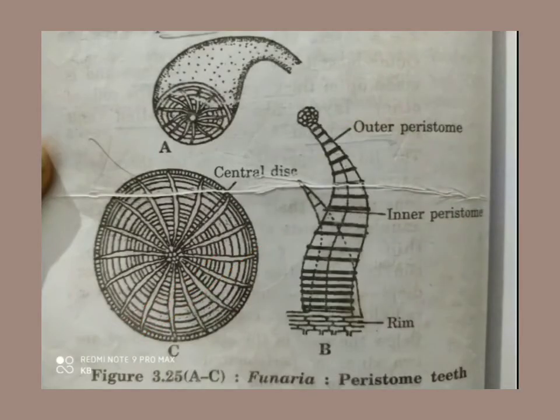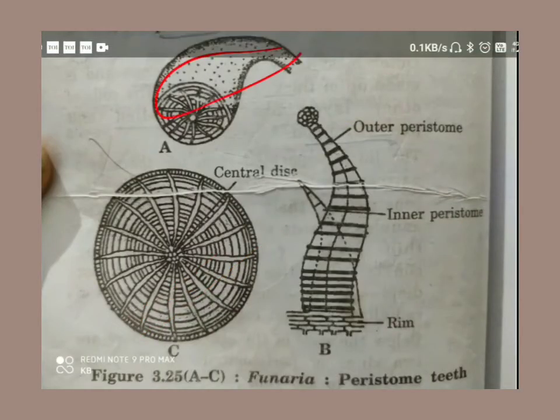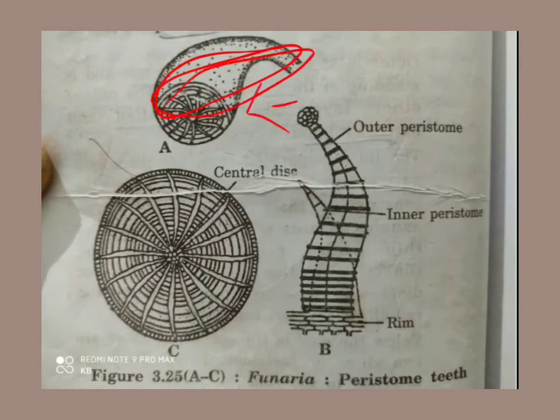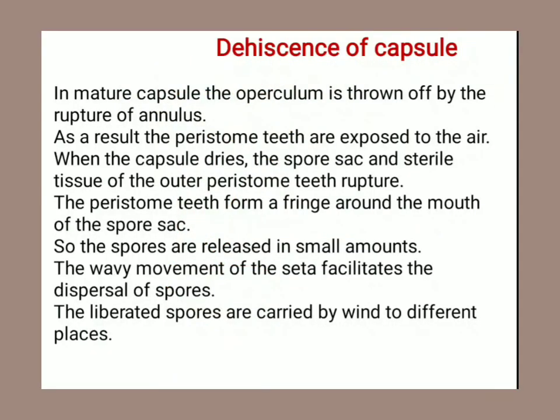Okay, this is the structure. It is a ring-like structure, and they are known as opercular, and each has 16 teeth-like structures. This is a transverse section of the peristome. Okay, this is the figure. It is not important, only for your knowledge. Okay, then how does the capsule dehisce, and how does it disperse?